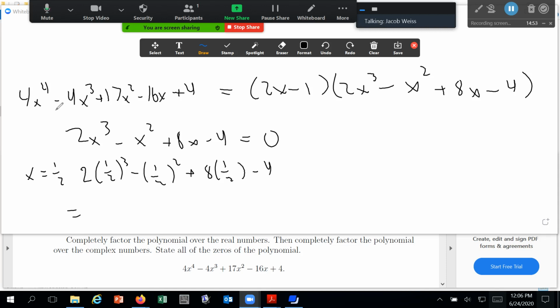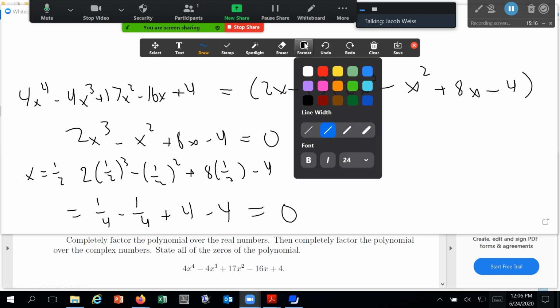All right, so this is going to be 1/8 times 2 is 1/4, minus 1/2 squared is 1/4, plus 8 times 1/2 is 4, and then minus 4. Well, how about that? That equals 0, right? 1/4 minus 1/4 is 0, plus 4 minus 4 is 0. Hey, we get 0.